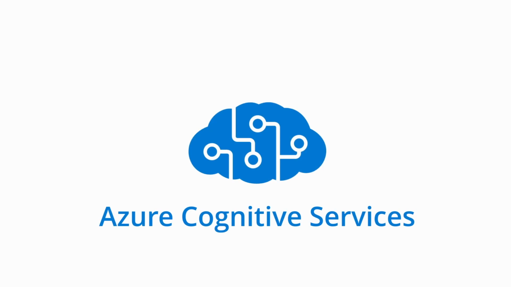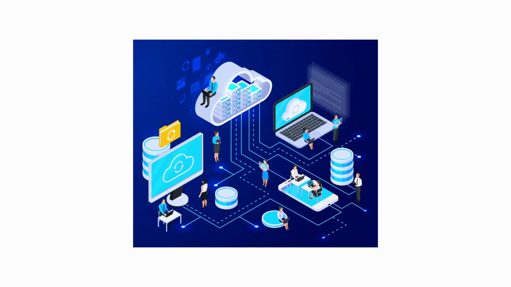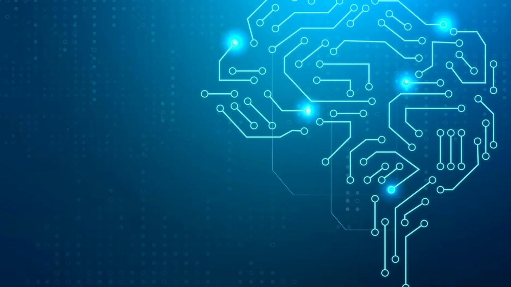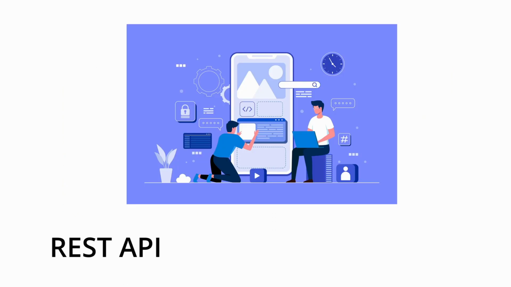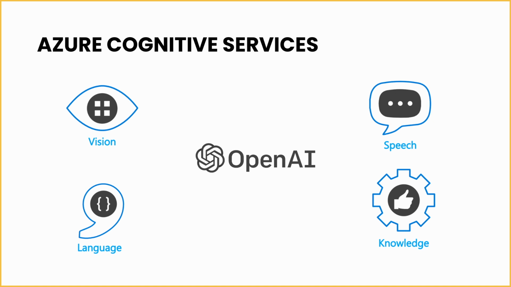Azure Cognitive Service is one of the most popular cloud-based AI services in the market that helps developers integrate cognitive intelligence into an application. Developers don't need to put effort into implementing machine learning or AI, but can use it through REST API and SDK. It includes vision, speech, language, decision, and OpenAI integration from Azure.